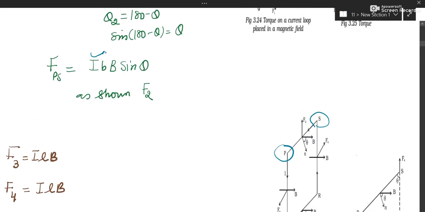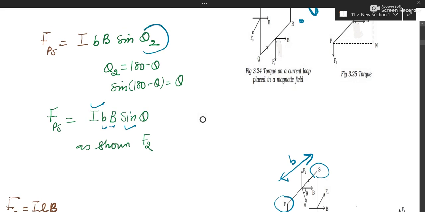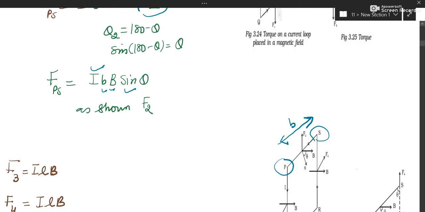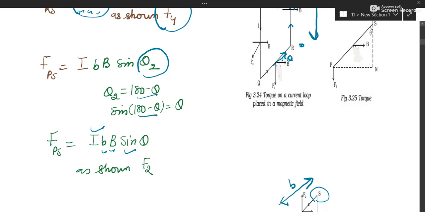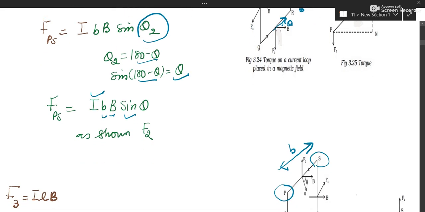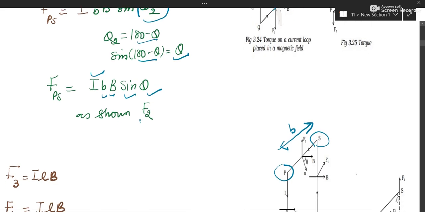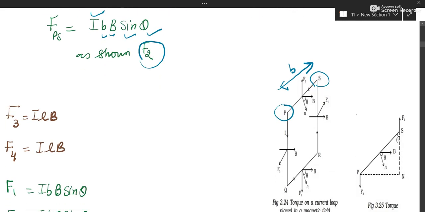So let us write down. Force will be I, and now this length is B already, breadth B, sine of theta 2, and this is theta 2. So we don't know what is theta 2, so we will see. We have already seen in first diagram that because this is theta, so this angle will be 180 minus theta. That is what I have substituted here. Now sin 180 minus theta is sin theta. So it is IBB sin theta. And it is shown by F2.